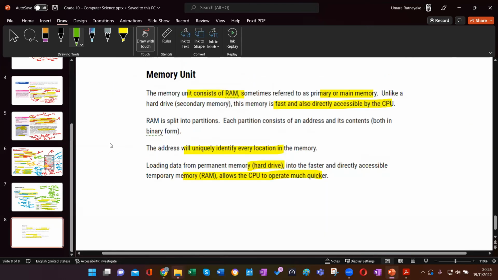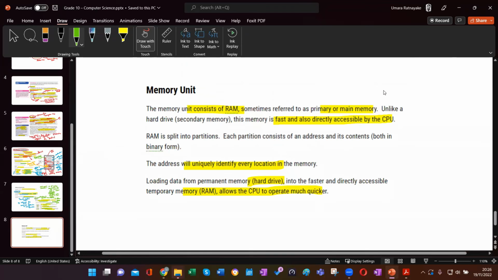All right, finally, coming back to memory. Memory consists of RAM, mainly RAM, but we also have something called ROM. We'll talk about ROM tomorrow. And this is also called primary memory and main memory. And this is really fast.